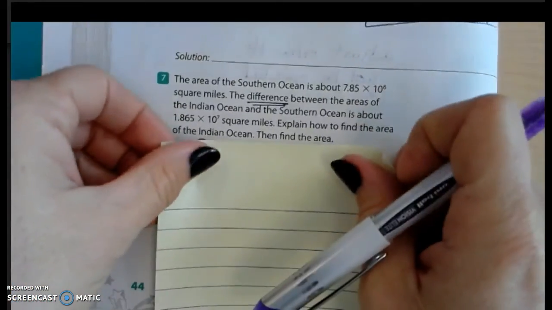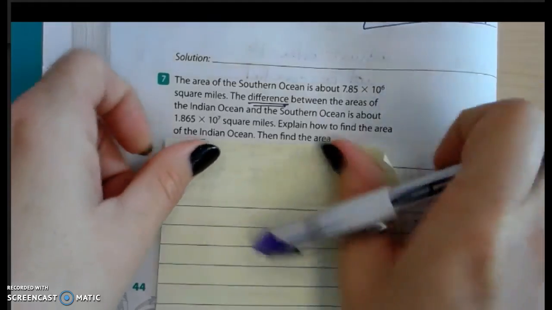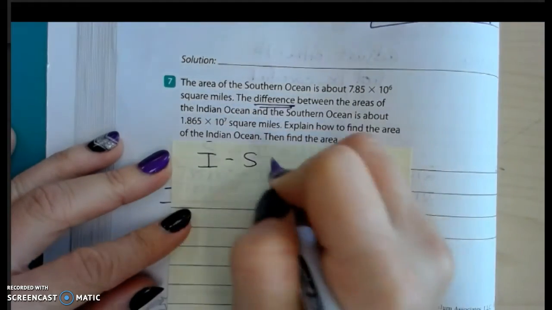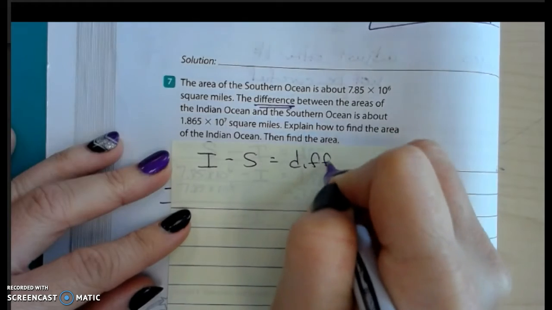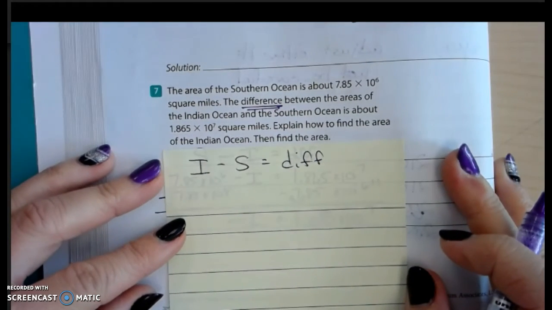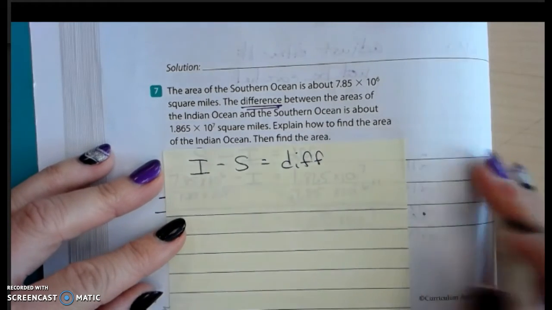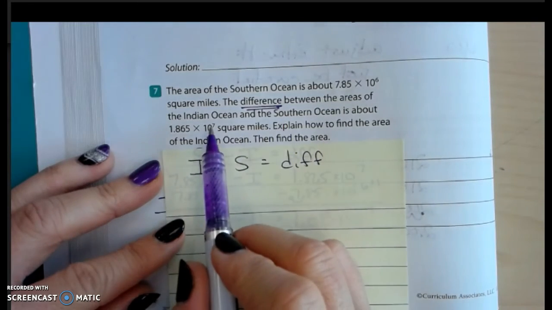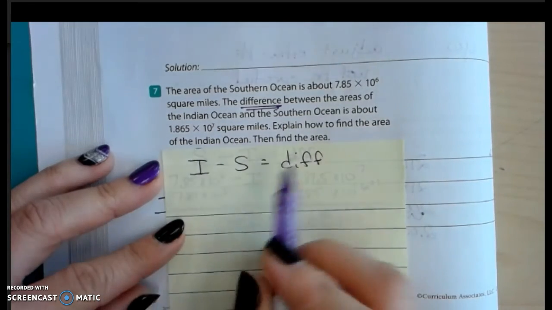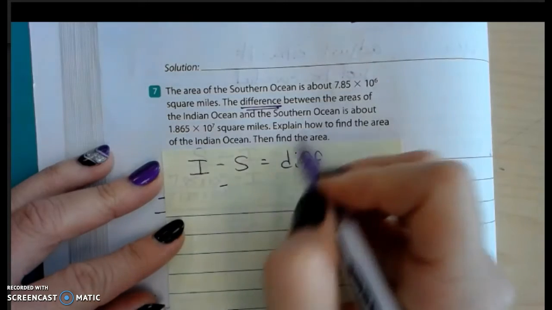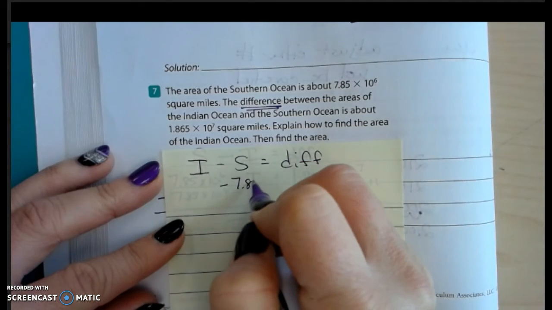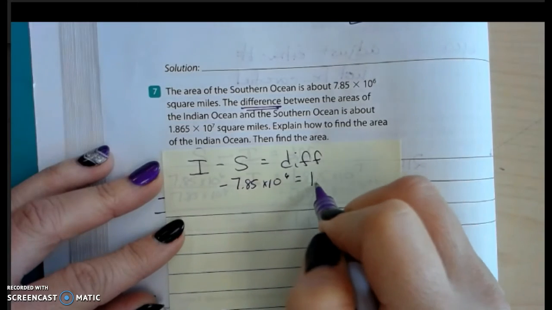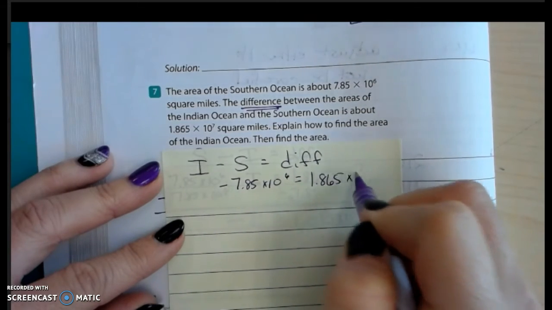This should be Indian minus Southern. So the Indian Ocean minus the Southern Ocean is equal to the difference. Same process, I just had to change the formula because I didn't know which one was bigger. So Indian is my unknown, minus the Southern Ocean, 7.85 times 10 to the 6th, equals the difference, 1.865 times 10 to the 7th.